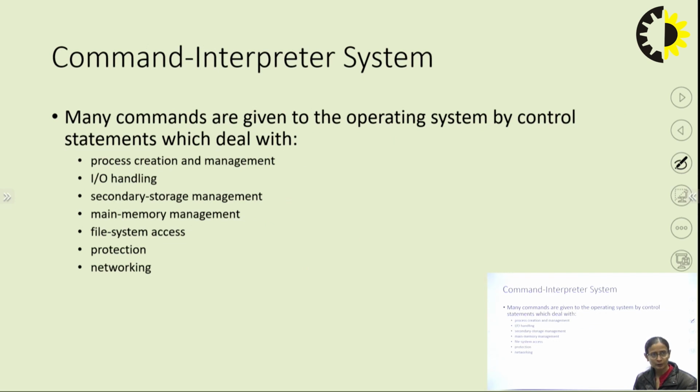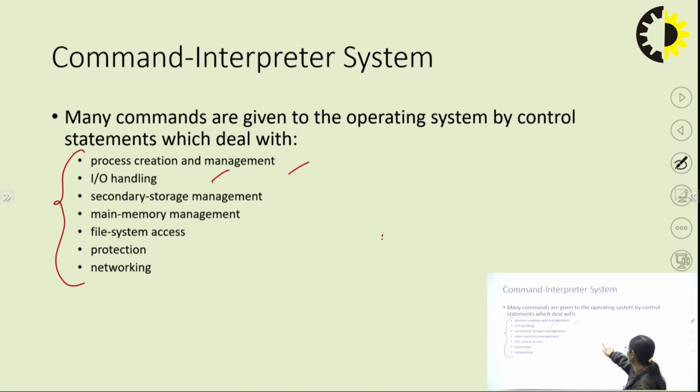Another important component is the command interpreter system, and this is a very important component in your OS. Many commands are given to the OS by control statements, and these commands may pertain to process creation and management. We need them for input output handling, secondary storage management, memory management, file system, protection, and networking. That is all those components which we have seen earlier. If we want to use their services, it can be done only with the help of certain commands. And the user can give these commands with the help of the command interpreter system.